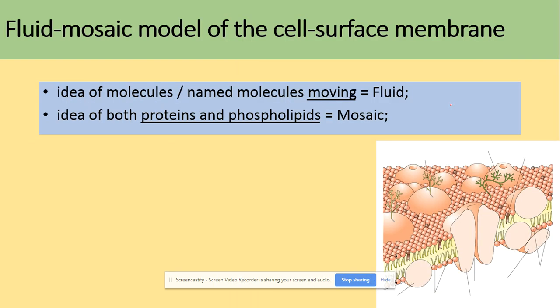And the fluid-mosaic model, obviously, it's easy to describe, but when it comes to past paper questions, you're losing marks because you need to be specific about what refers to fluid and what refers to mosaic. So fluid, because the molecules are moving. For example, you could say phospholipids are moving. So that means fluid, and mosaic, because there are both proteins and phospholipids within the cell surface membrane.